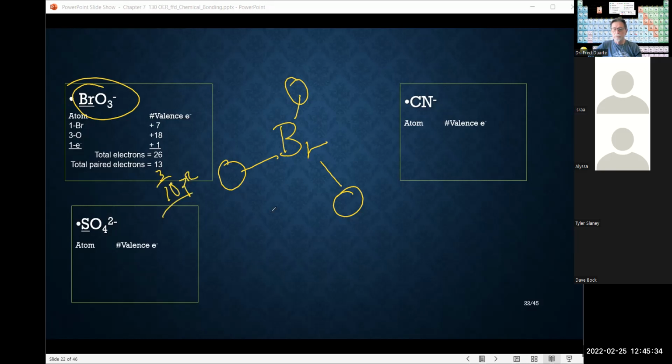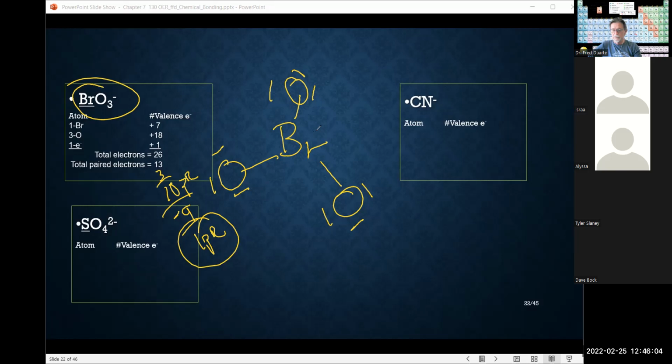All right, so now put them in where you want. So I'm just going to start on the outside and work my way in. So I got 1, 2, 3, 4, 5, 6, 7, 8, 9. Okay, that took care of 9 pair. I got 1 pair left to work with. Well, the only obvious place to put it is on the central atom because all of the oxygens are full with 8. The octet has been fulfilled.